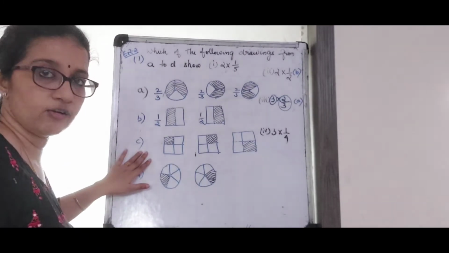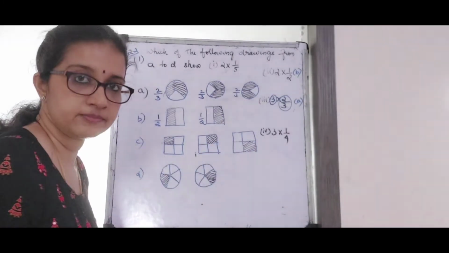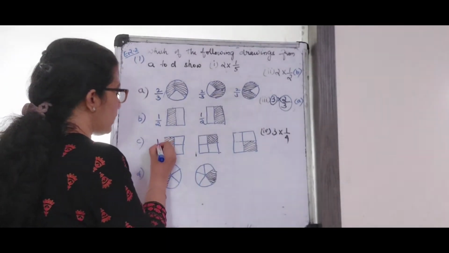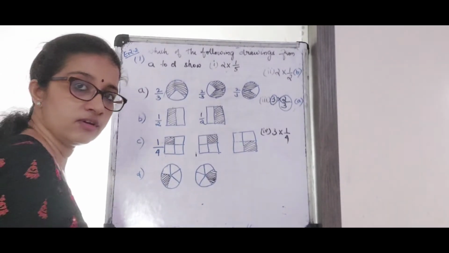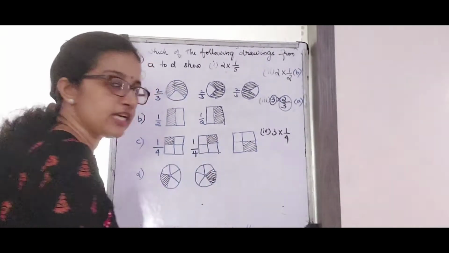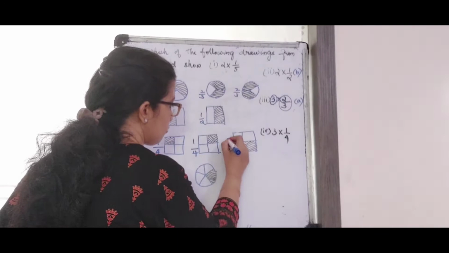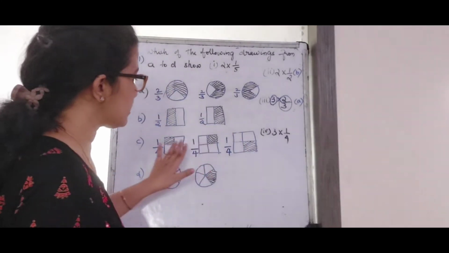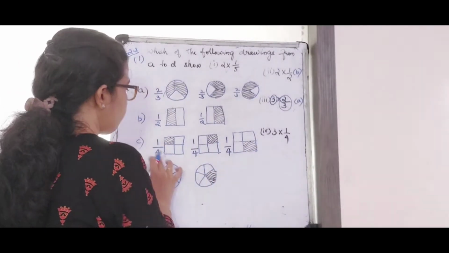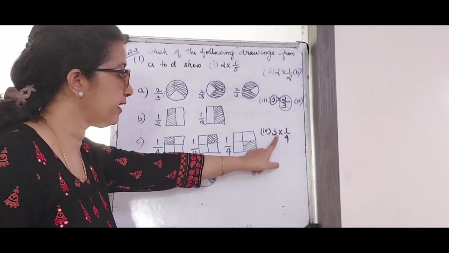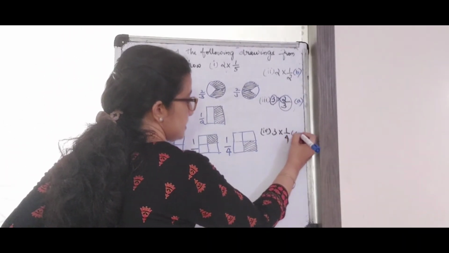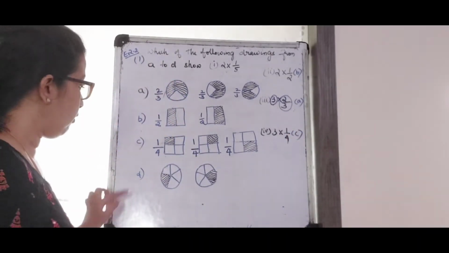Now take C. In C we have 3 squares. Each square has been divided into 4 parts, out of which 1 is shaded. 1 by 4. Like that, this square also has 4 parts, out of which 1 has been shaded. This also has 4 parts, out of which 1 has been shaded. And how many squares are there? 1, 2 and 3. So 3 into 1 by 4. It is there. So this 3 into 1 by 4 corresponds to C. Understood? Now let's take D.